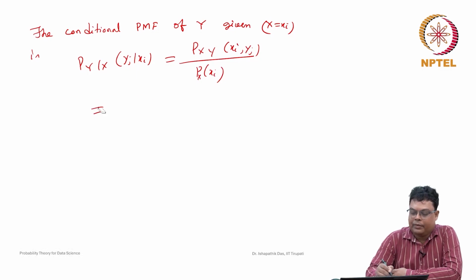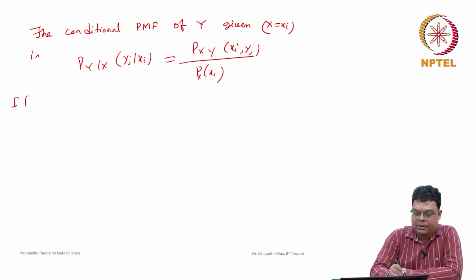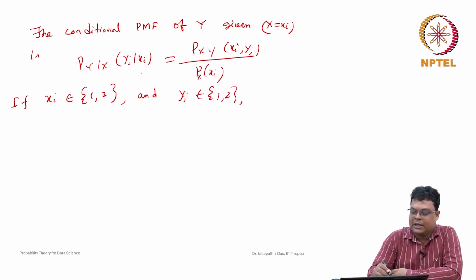Whenever xi is fixed, equal to 1 or 2, that is xi belongs to 1 and 2, only then can we find the conditional probability mass function. It is non-zero, and yj can also take values belonging to 1 and 2. So yj is varying and xi is some fixed value, and we are finding P(y given x), yj given xi.